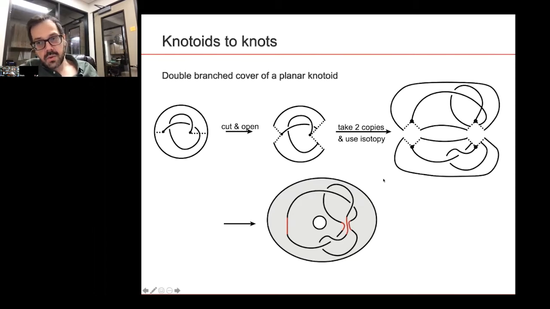And this is a tool that we actually use. This is a procedure that we use to do our tabulation, because it's very good. If you actually go to the torus and take a knot invariant there, you can actually distinguish many Knotoids before the double branched cover. Okay.